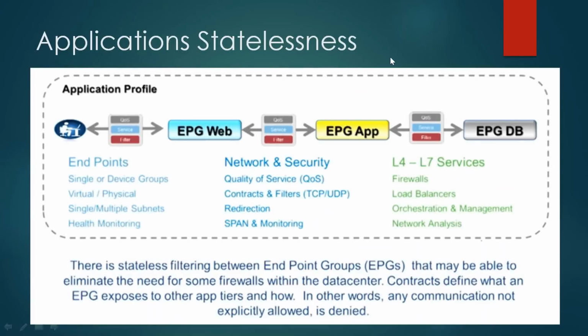The last important feature that we can discuss now here is the application statelessness. Now, with application statelessness, you can see that we are in the 3 tier of the application: web, app and EPG. In between them, I can provide some policies. While doing this, there is a stateless filtering between the endpoint groups.